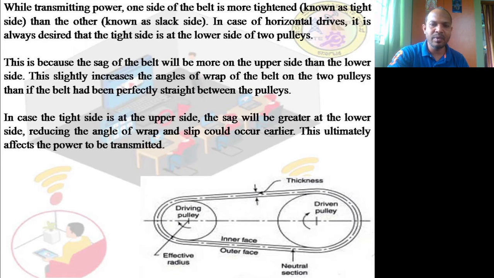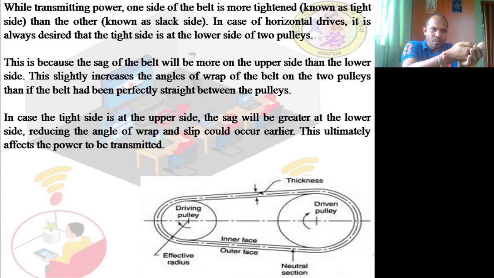Now if you observe here, the belt at the bottom, where we have mentioned the inner face and outer face, is called the tight side, whereas the above portion, which is shown with the thickness, will be the slack side. It is only because we are just pulling. Imagine we are pulling it like this, and we are leaving it at the top of the pulleys, that is, the driving or driven pulley.